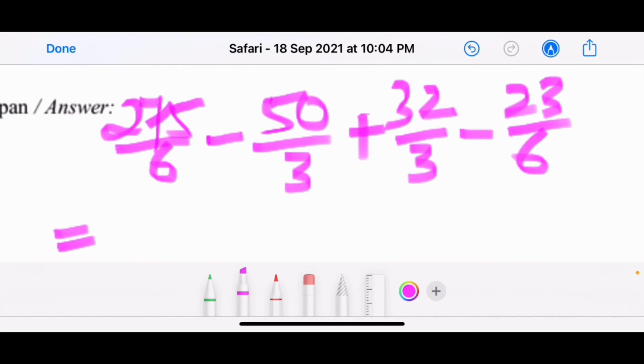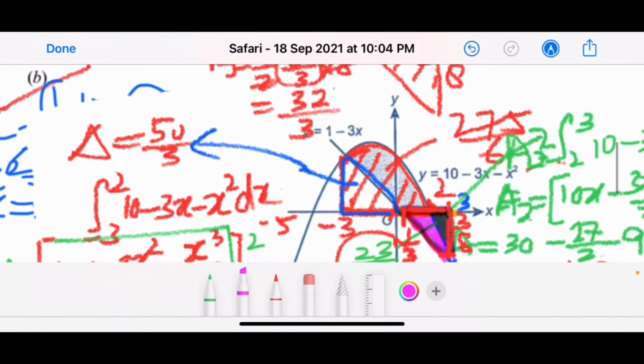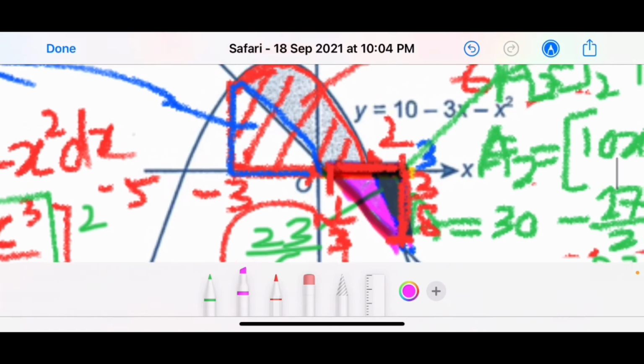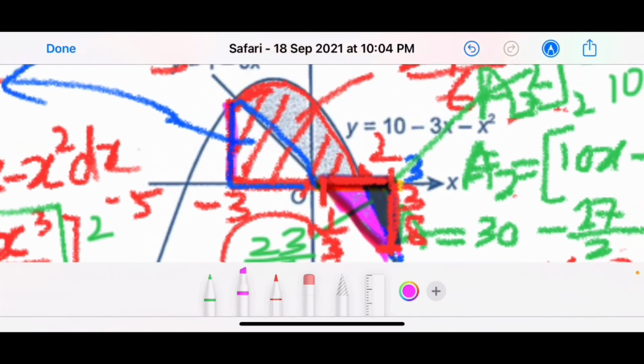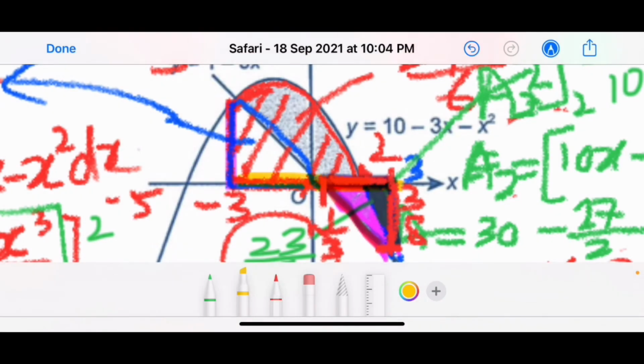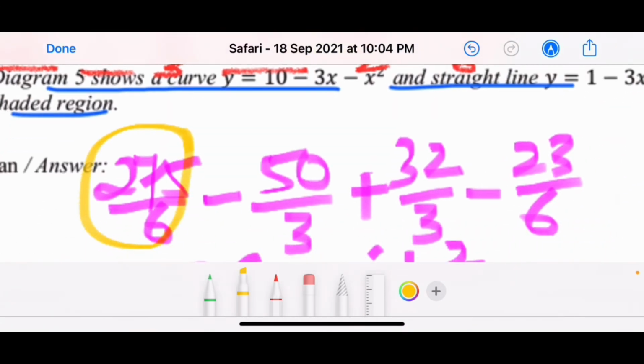Remember, this is the area that we got: 36 units square, right? So we need to be very careful when we find the area. Again, let me highlight it to you. The yellow one, the area under the curve, is this much: 275 over 6.